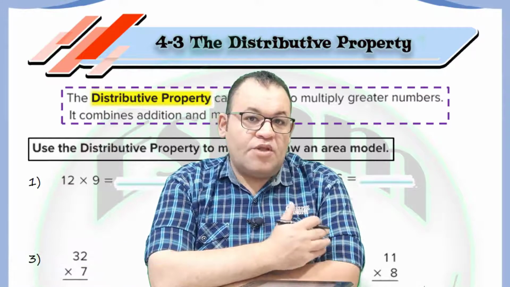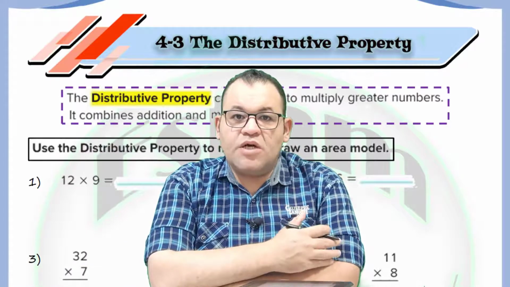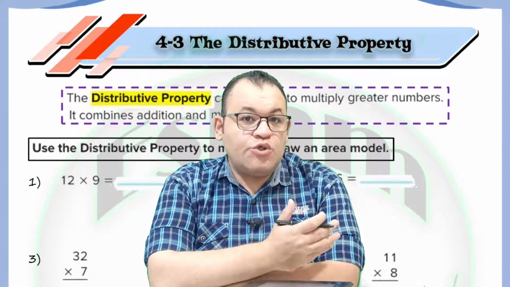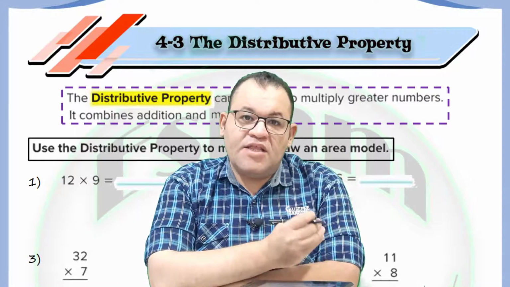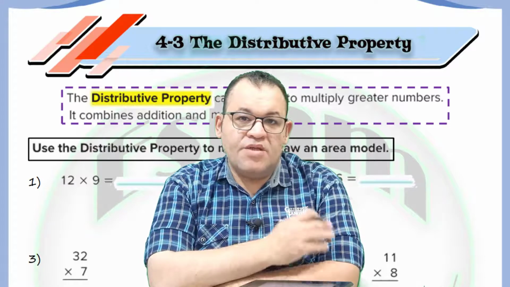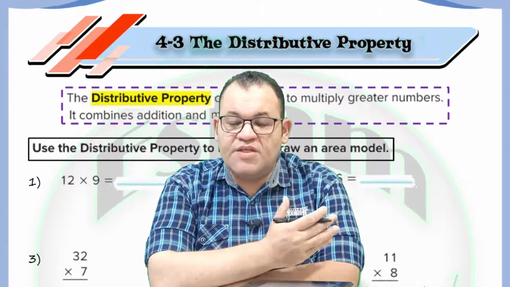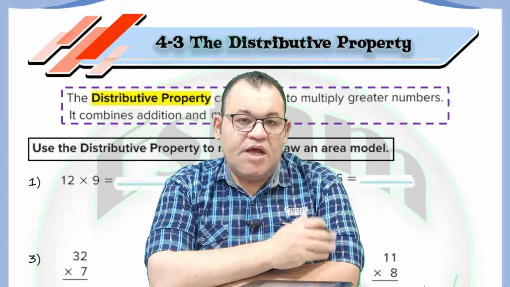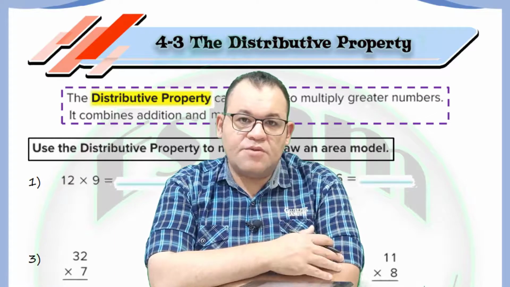As we talked before about the properties of multiplication, we start with the commutative property. When you change the order, you will find that the product will be the same. 3 times 5 is the same as 5 multiplied by 3, and that's defined by the commutative property.